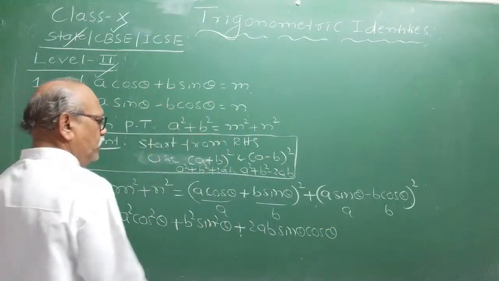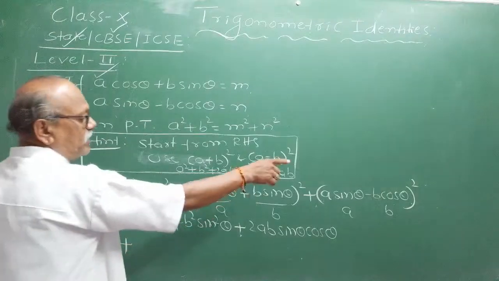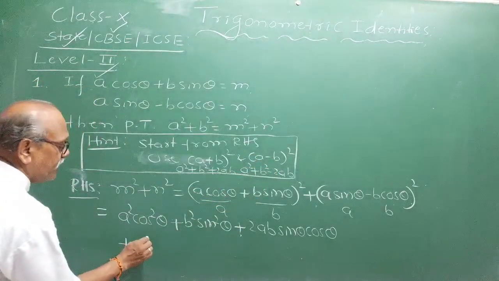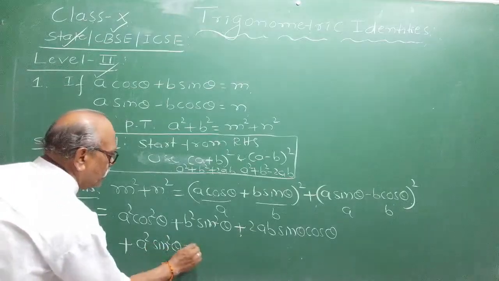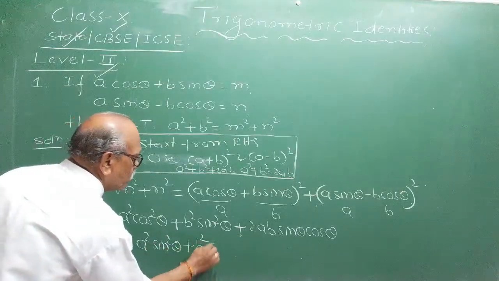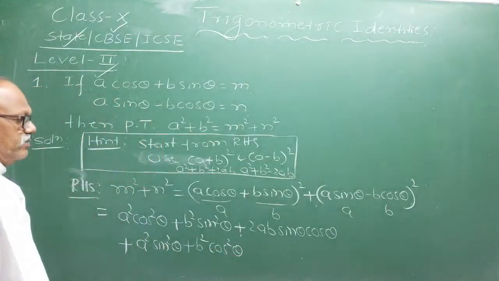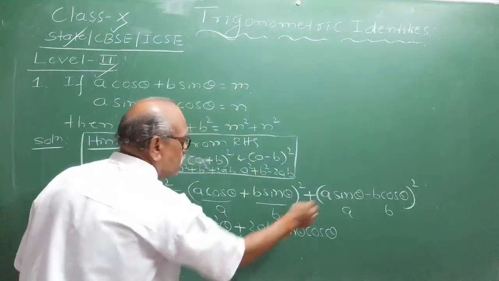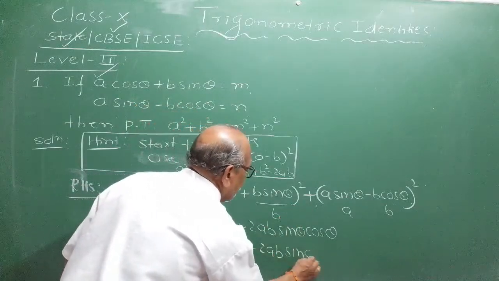Okay. Next, we will take the next one. Plus A minus B whole square. Let us again write A square sin square theta plus B square cos square theta, observe, minus 2AB sin theta into cos theta.